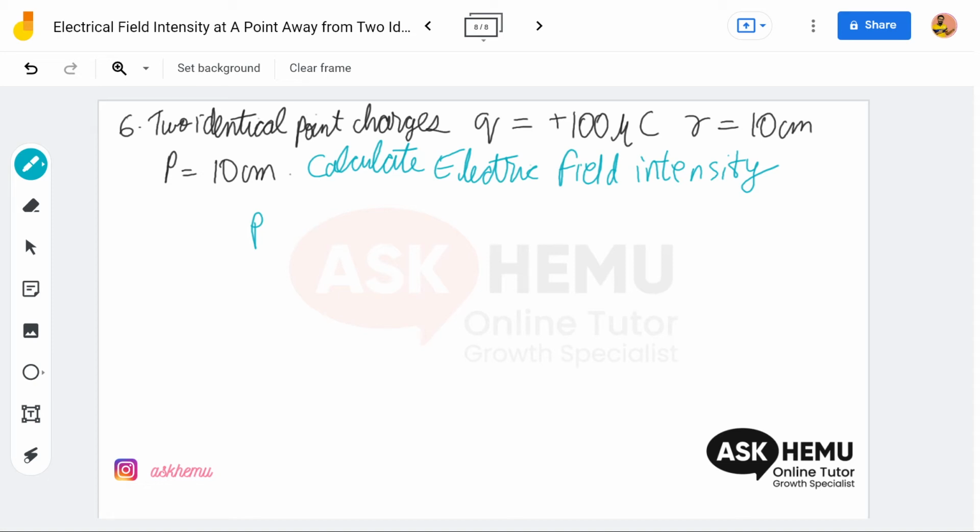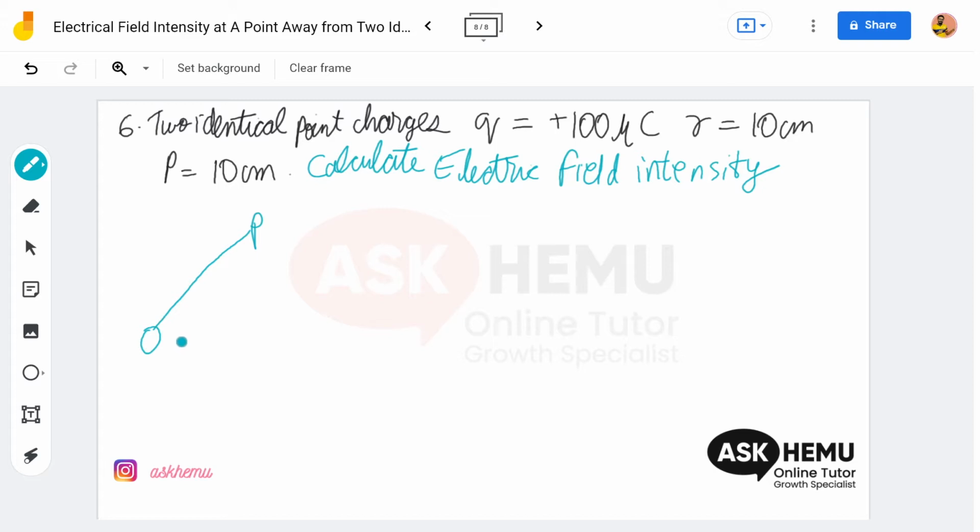The next question is to calculate the electric field intensity at a point away from two identical charges. What's interesting here is that the question clearly gives the distance from the two identical charges as 10 centimeters. So the situation is such that point P is 10 centimeters away from both of our identical charges. That's the calculation we have to do.